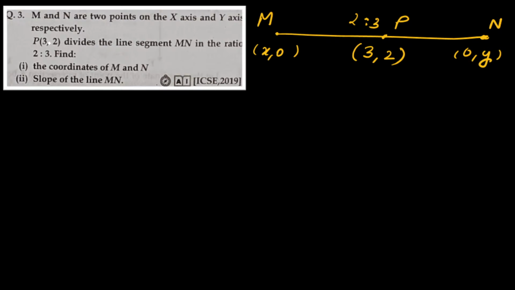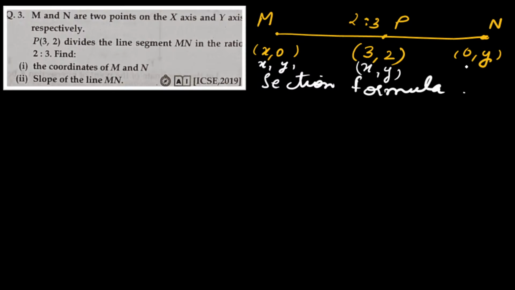Now let's see what we have to do. We have to find the coordinates of M and N. Since it's getting divided in some ratio, we will use the section formula. The coordinates of P we write as x, y, the coordinates of N as x2, y2, and the ratio as m1 is to m2. Always write this so that there won't be any mistake when substituting.